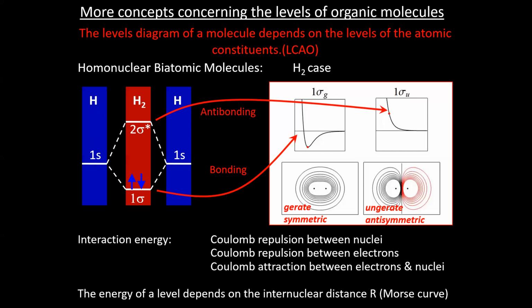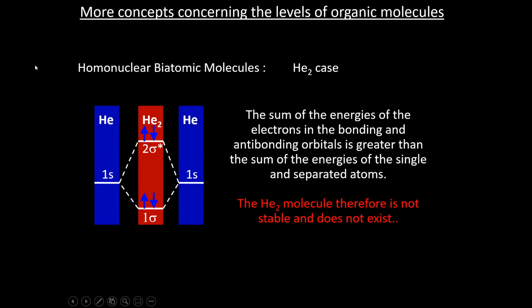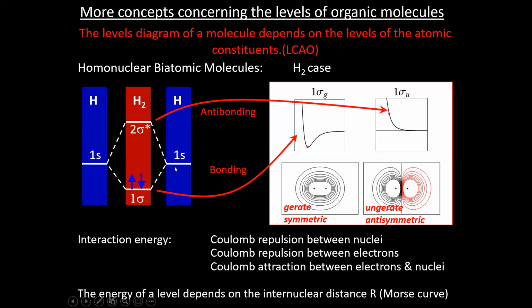Now, when you take these two atoms and put them one close to the other, and the distance is very small, what happens? It happens that you would have two electrons with the same spin in the 1s state, and the Pauli principle says that that's not possible. So what happens is that the energy levels of the two atoms combine and give rise to two molecular orbitals, the 1 sigma and the 2 sigma star.